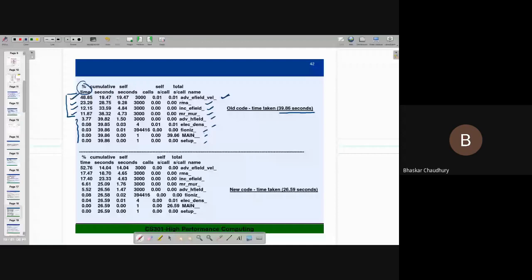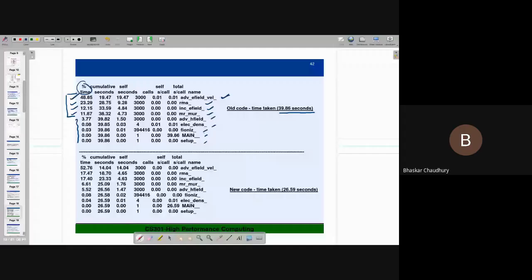You change your code. You change some specific things in your code. I mean, you rewrite the code in a certain way, and then you will see that everything will change. So now this is a new code. After I got this output, I made some change based on my understanding of optimization. I got a new code which is now taking 26.59 seconds.